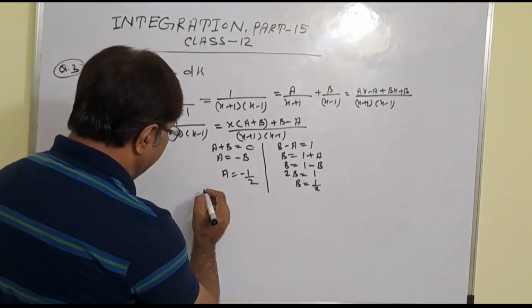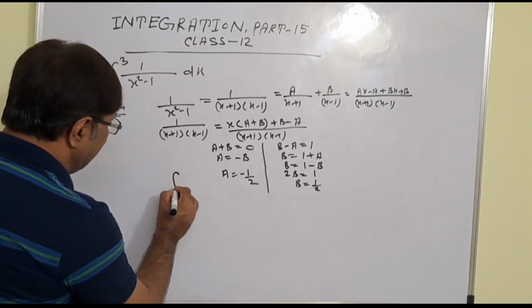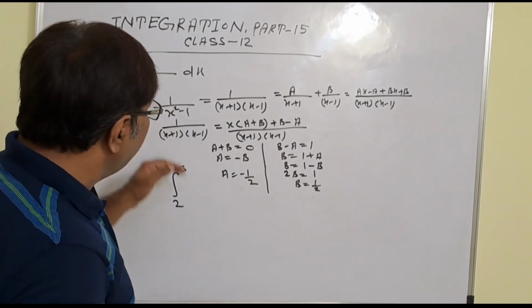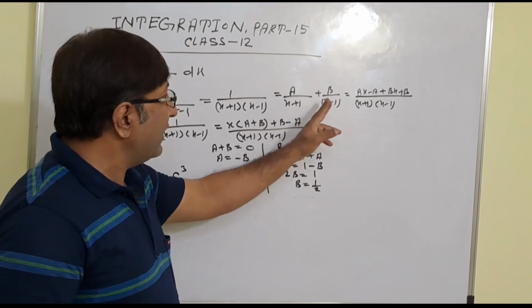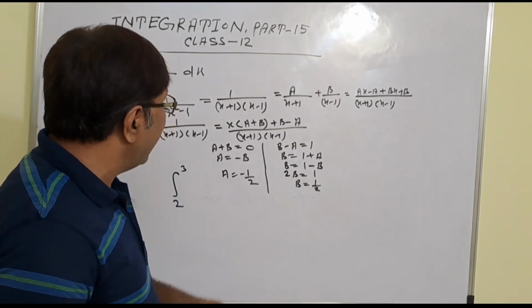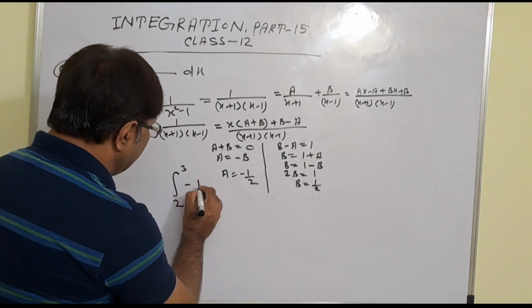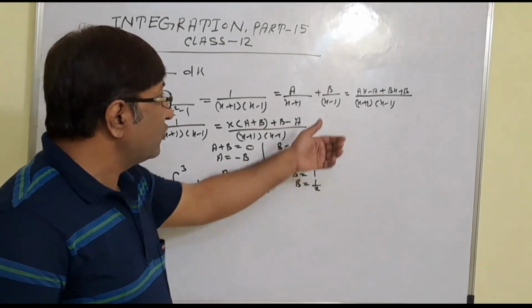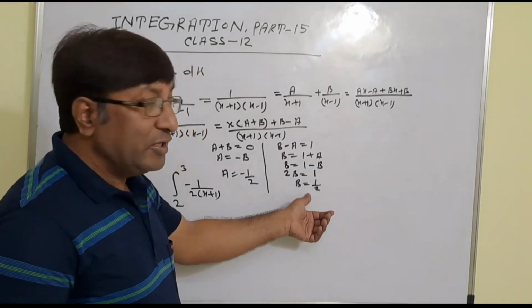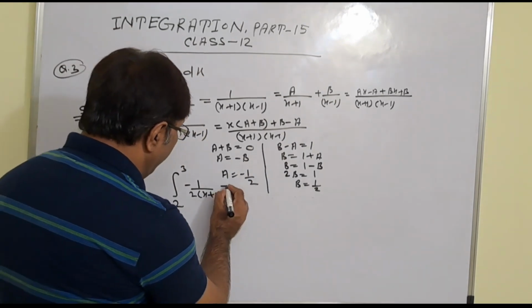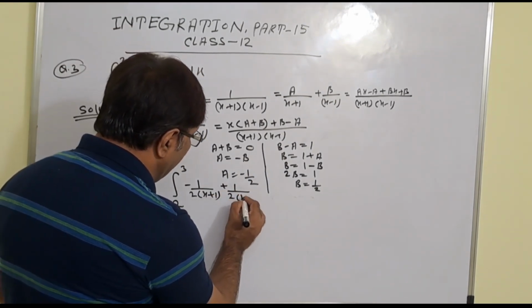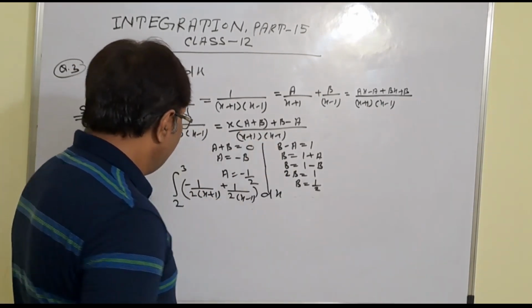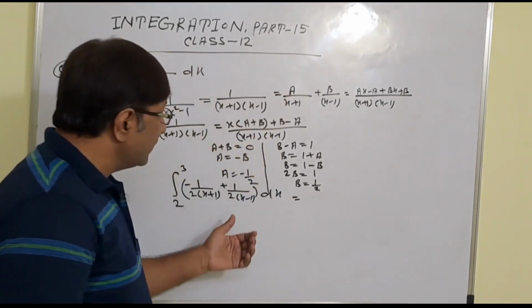So we can find our integration, that is the integration from 2 to 3 of 1 by x square minus 1. Now we can write a by x plus 1 and b by x minus 1. A is minus half, so we can write minus 1 by 2 into (x plus 1). In the same way, b by x minus 1, b is half, so just put the value of b. We will get 1 by 2 into (x minus 1), and this total is dx.